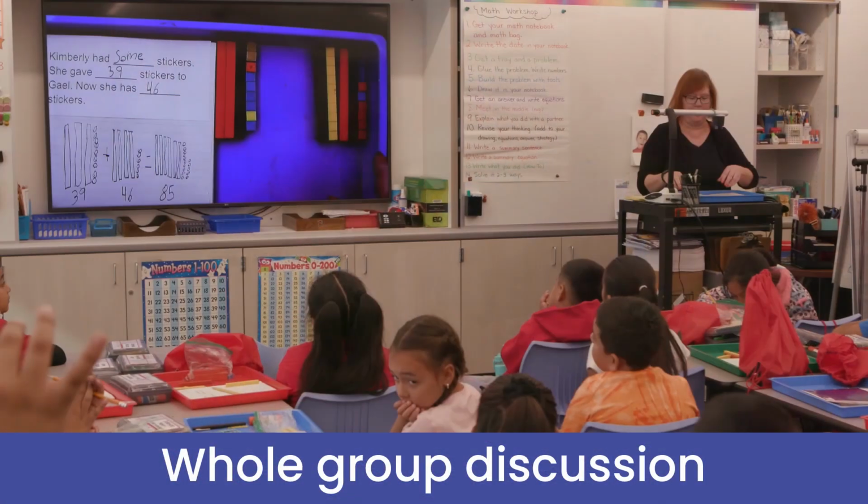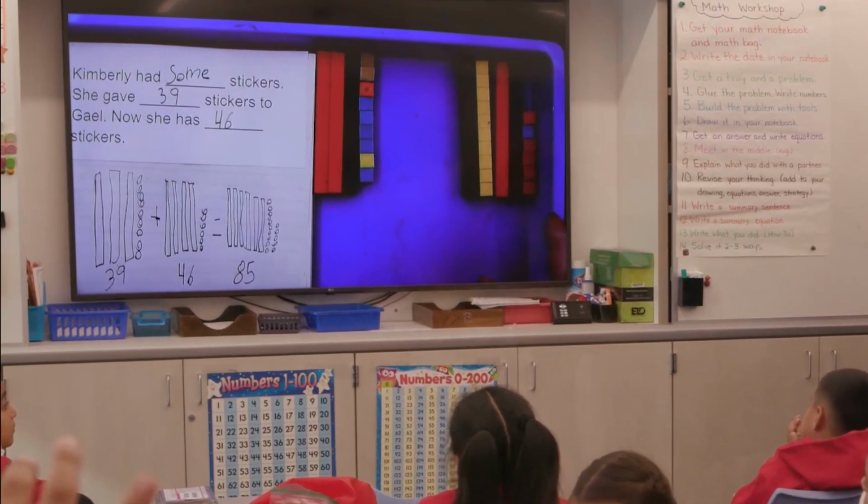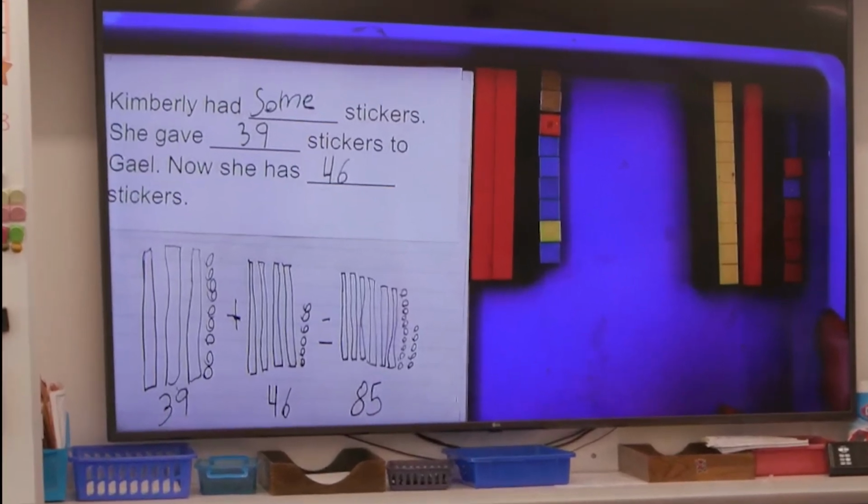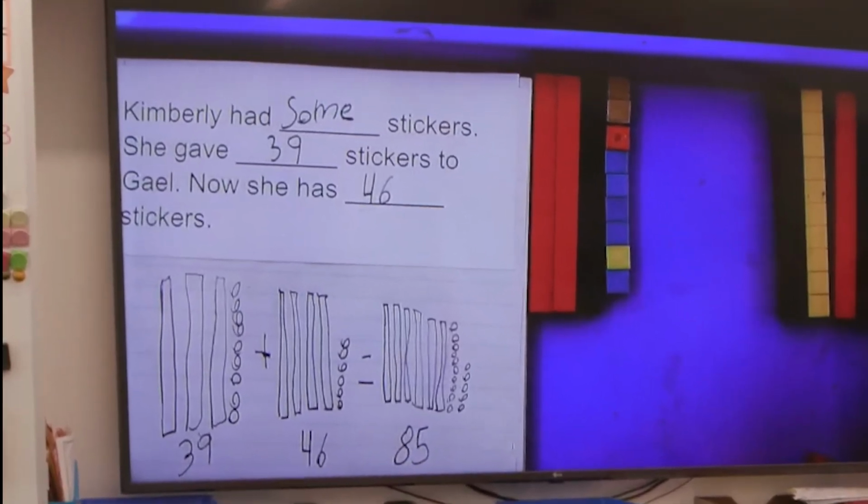Text on screen: Whole group discussion. The educator shows how one child solved the problem by projecting the child's base 10 blocks and notebook page onto a screen for the whole class. The notebook shows different representations of ways to solve the addition problem 39 plus 46 equals 85. Representations include a drawing of 10 rods and unit cubes, a written equation, and a number line.